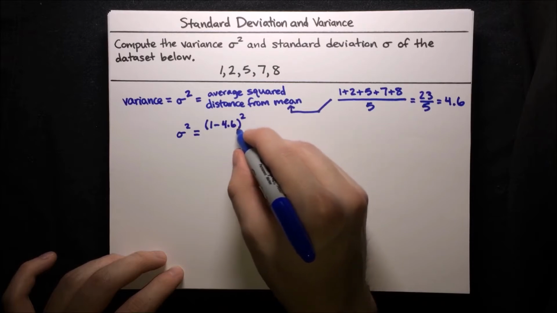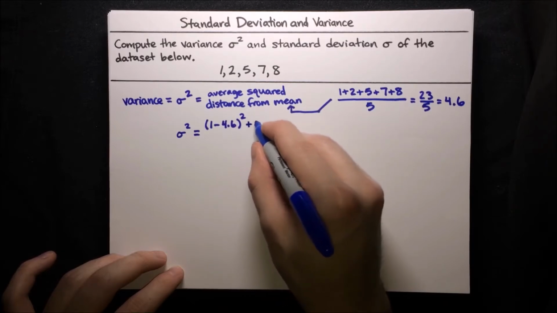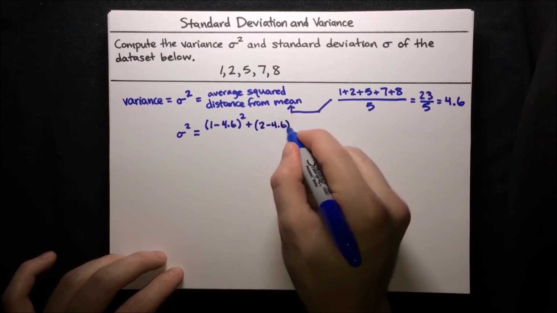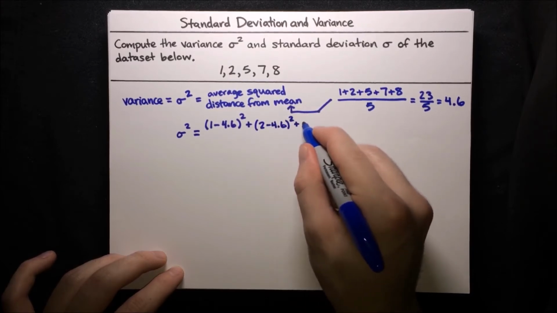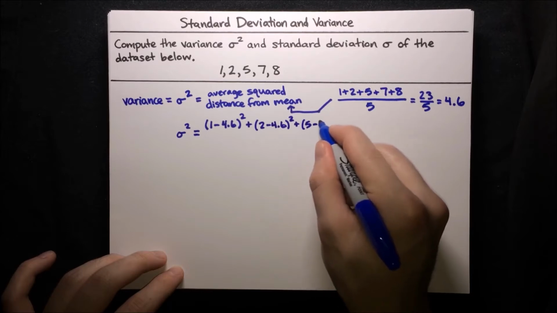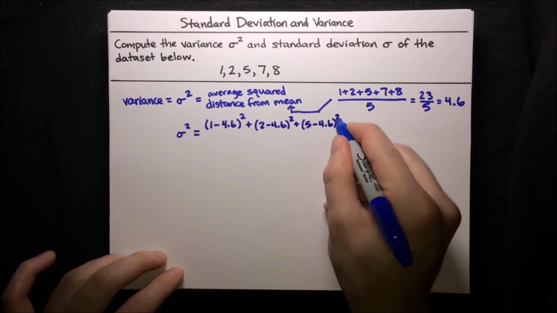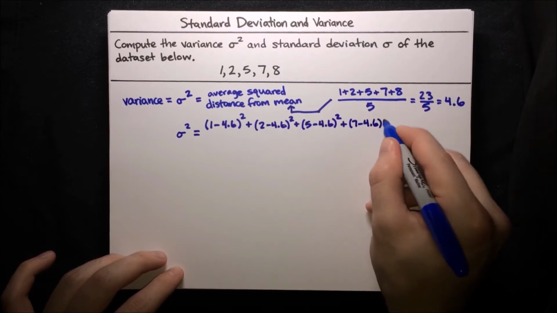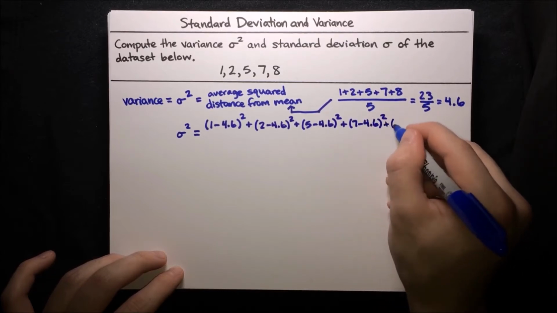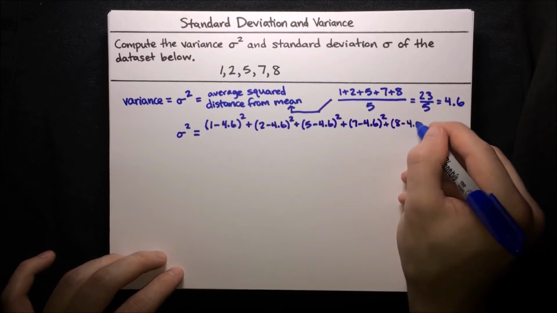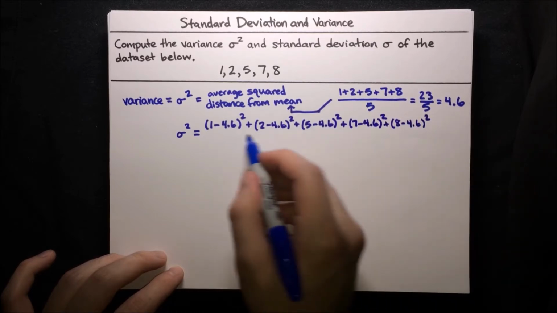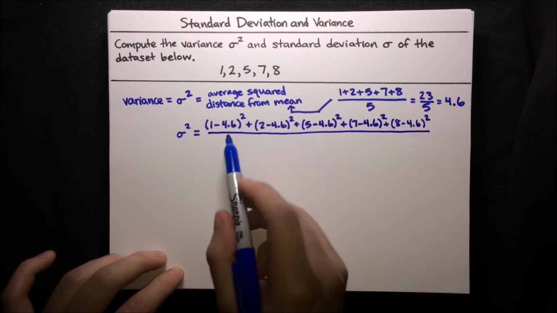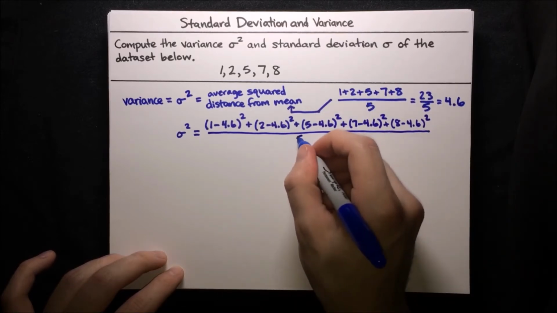Conventionally, we always have it in the format of data value minus the mean, so we'll just do that for the rest of them. So 1 minus 4.6 squared, then plus 2 minus 4.6 squared, and then plus 5 minus 4.6 squared, so on, plus 7 minus 4.6 squared, and then plus 8 minus 4.6 squared. And that's all over the number of terms we're adding up, because we're taking the average. Again, this is 5 terms, so all over 5.